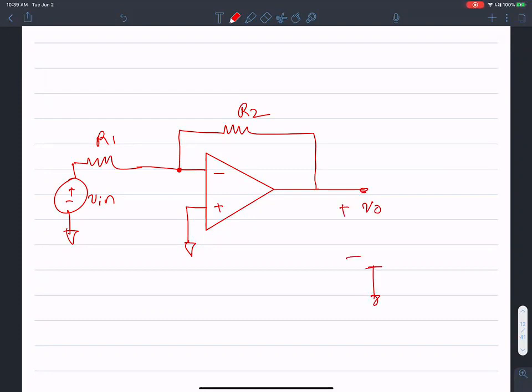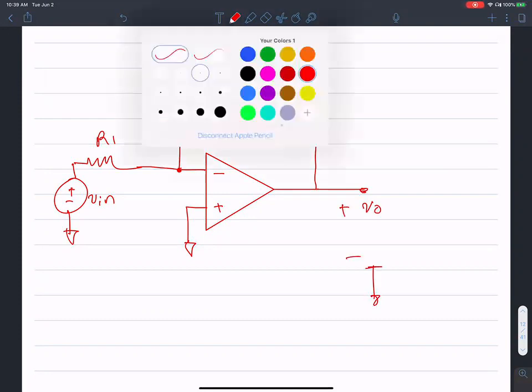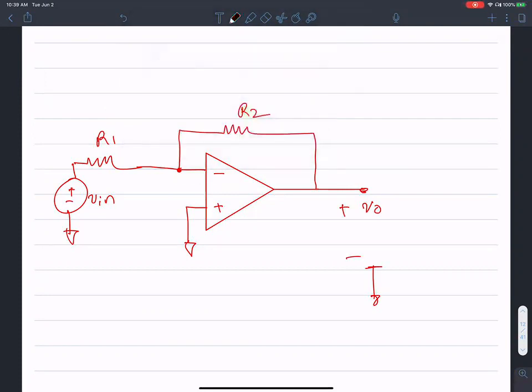So the idea is that V output is negative R2 over R1 times V in. The important thing I want you to notice is that the input voltage V in is applied on the negative terminal, and then V positive is tied to ground.